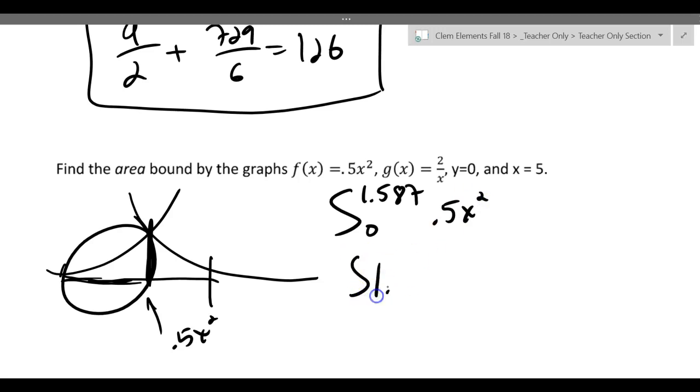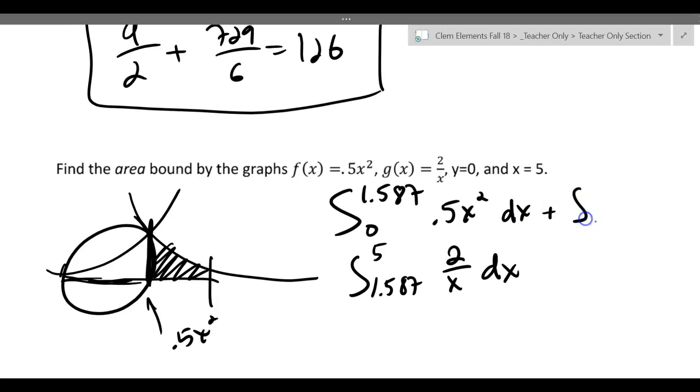Okay, but then from 1.587 up to x equals 5, now the top is that black line, which is 2 over x. And that's it, because there's no bottom there outside of the axis, so it's just the area right here under the axes. So then you're just adding these 2 things together.